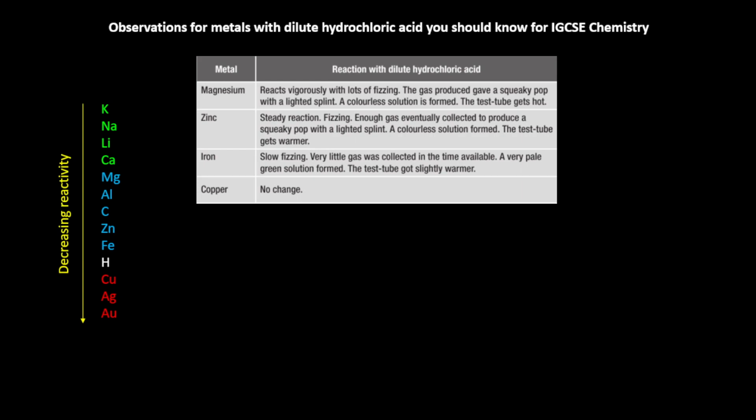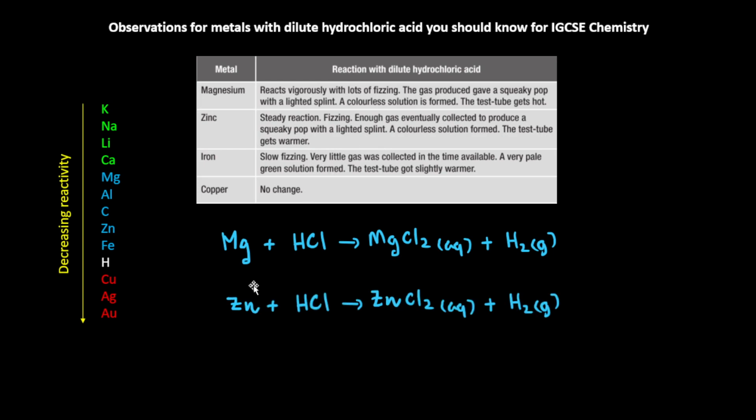So let's start our lesson with some observations for metals that you should know for IGCSE Chemistry with dilute hydrochloric acid. Okay, so for magnesium, the equation would look like this. When magnesium reacts with hydrochloric acid, it will produce magnesium chloride and hydrogen gas. So let me go to another one at the same time, okay? So if it was zinc reacting with hydrochloric acid, it will produce zinc chloride plus hydrogen.